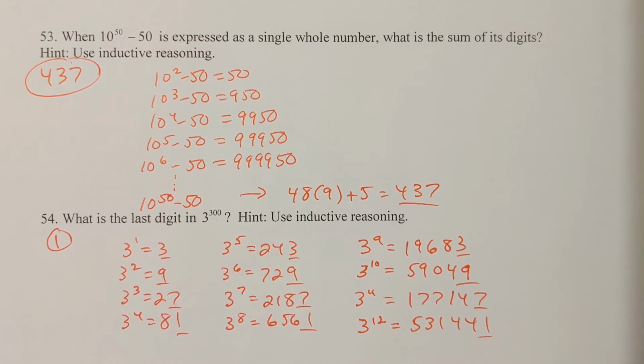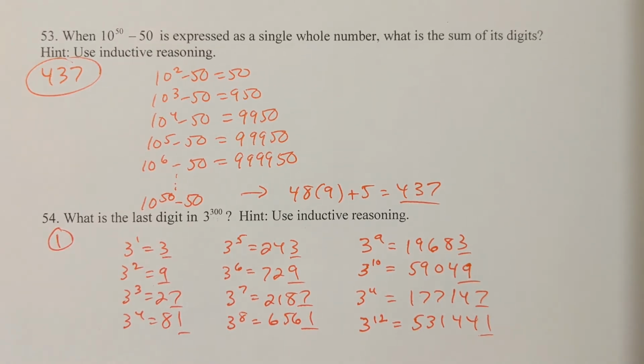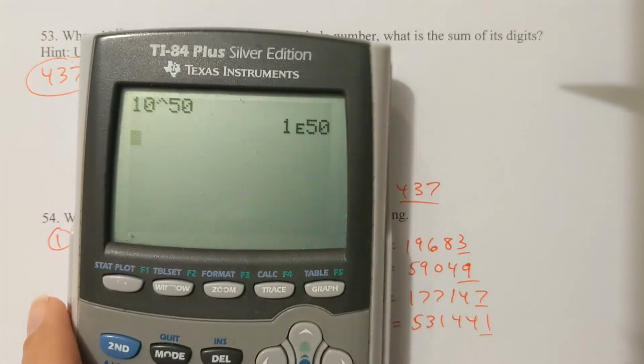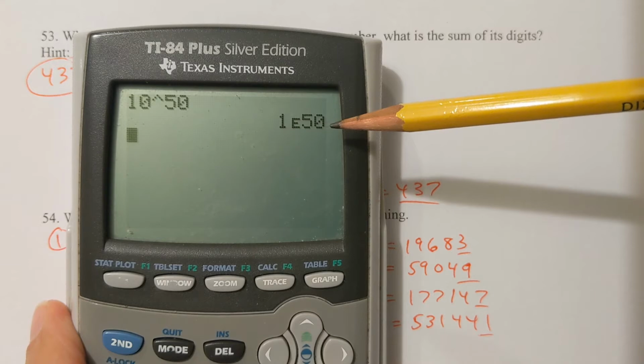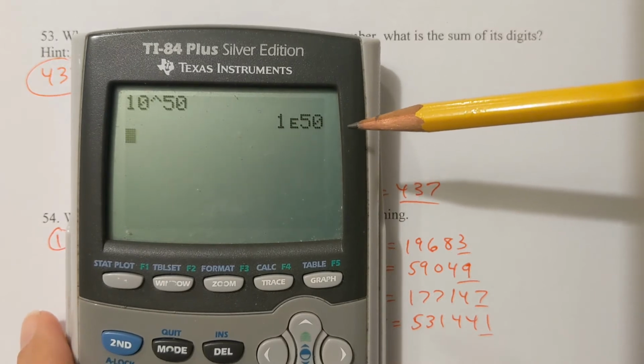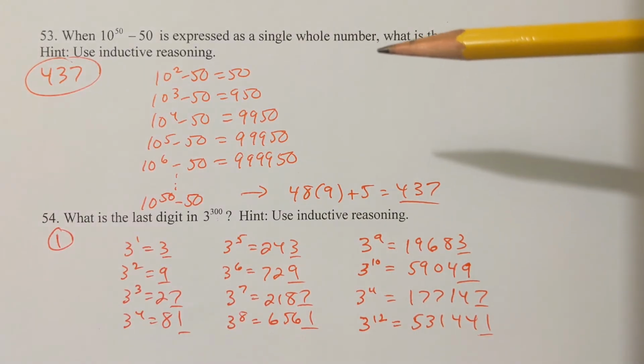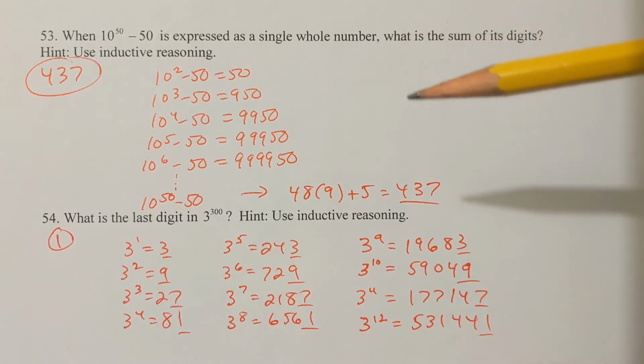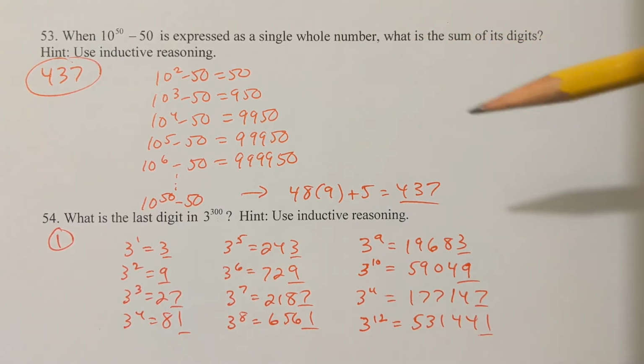So problem 53 says when 10 to the 50th minus 50 is expressed as a single whole number, what is the sum of the digits? Okay, so what some people might do is just go to the calculator and type it in, right? Well, 10 to the 50th gives me something in scientific notation, so that's not going to work. It'd be way too easy if you could just go to the calculator and punch it in, right?